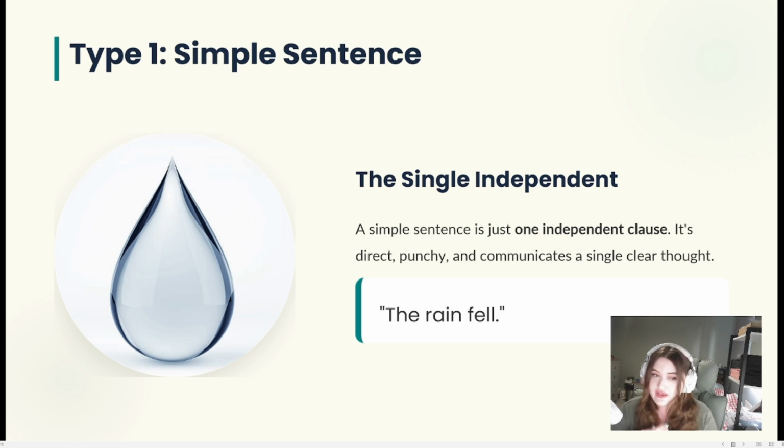So the first type of sentence that we're going to look at is the simple sentence. All it is, is a single independent clause. It's short, it's punchy, and it's clear. Okay, the rain fell. We've got a subject, we've got a verb, and we've got a complete idea. Okay, we do not need anything else to it.